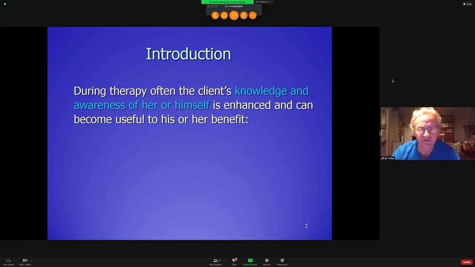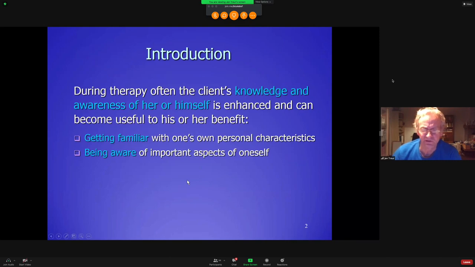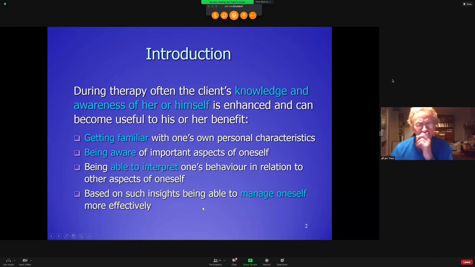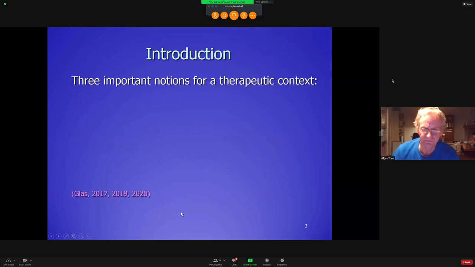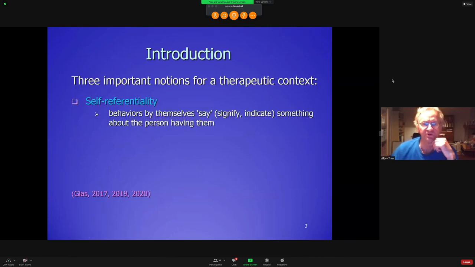So the idea is that during therapy, often one of the things to achieve is that the client gets more knowledge and awareness of herself or himself, and is in that sense more equipped to handle himself or herself. For example, getting familiar with one's own characteristics, being aware of important aspects, being able to interpret your own behavior in relation to those aspects, and based on such insights, being able to manage oneself more effectively. So, three important notions, and those are just coming from this literature.